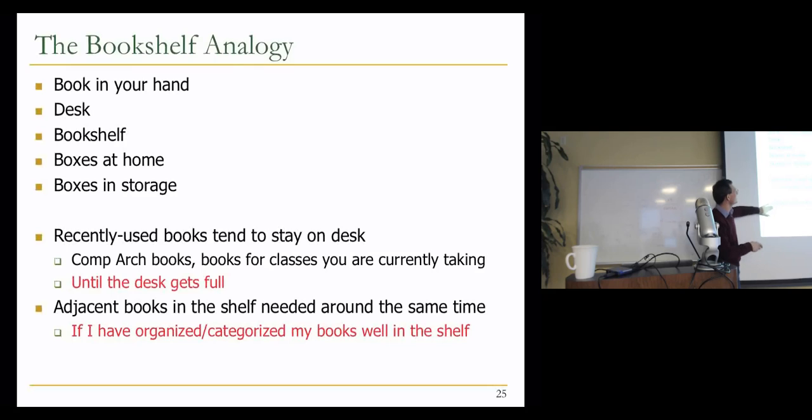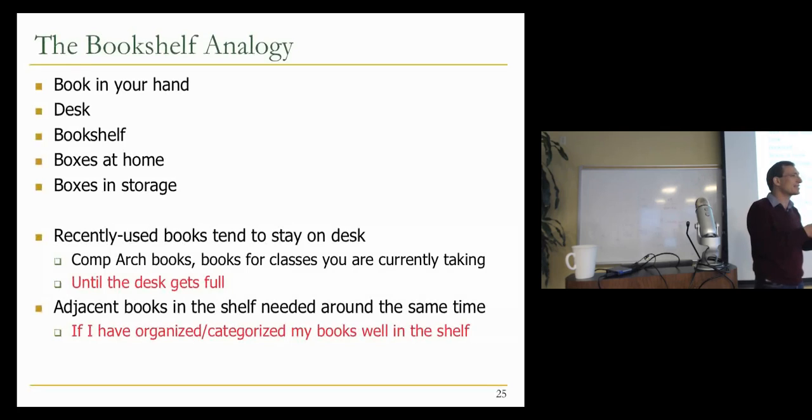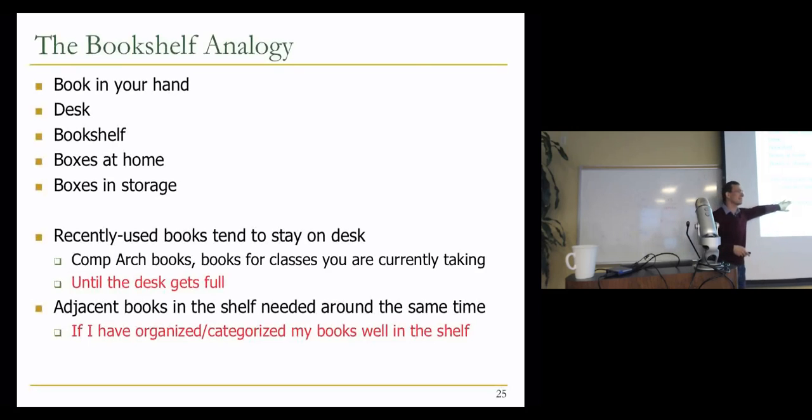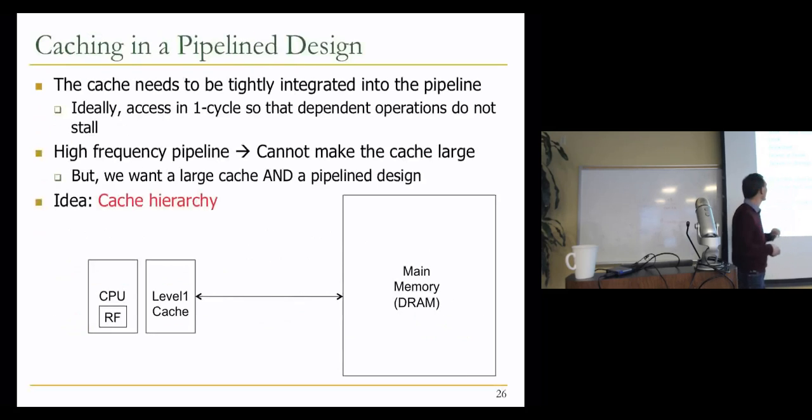And the spatial locality is, for example, if you look at the shelf, adjacent books in the shelf are needed around the same time. Well, this only happens if you're really lucky, I guess, if your access pattern to the bookshelf is that way, or if you organize or categorize your books such that this will happen. And we'll have the same problem in memory hierarchies again. You may not have inherent spatial locality, but if you reorganize your data in such a way that the data that is going to be needed at the same time is placed close together in memory, then you can get very good spatial locality. So data reorganization is very important in a system that exploits spatial locality.